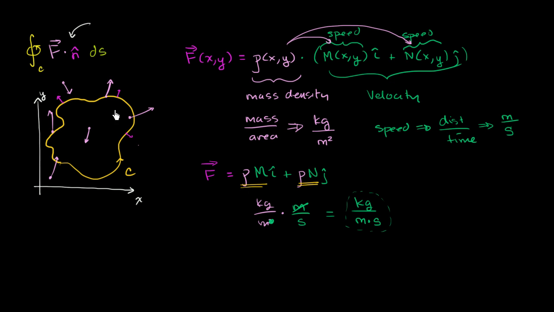And then we're going to take this and we're dotting it with n. n only gives us a direction. It is a unitless vector. It is only specifying a direction at any point on the curve.